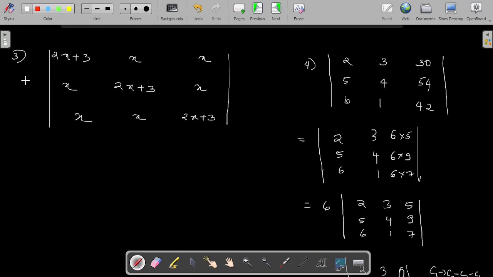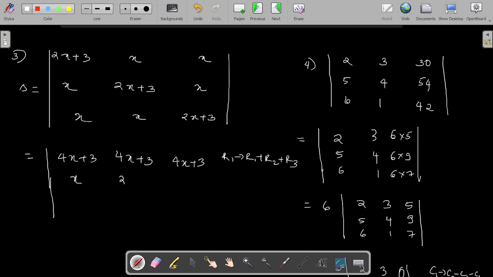Now in this case, we have to evaluate this determinant, say 2x plus 3, x, x. So here you can do R1 changes to R1 plus R2 plus R3. If you apply any of these kinds of operation, the value of the determinant remains the same. So what happens? 2x plus 3 plus x plus x, that is 2x plus x plus x, 4x plus 3. This value is also 4x plus 3. Second entry, third entry, that is also 4x plus 3. Then you will get x, then 2x plus 3, then x, then x, x, 2x plus 3.